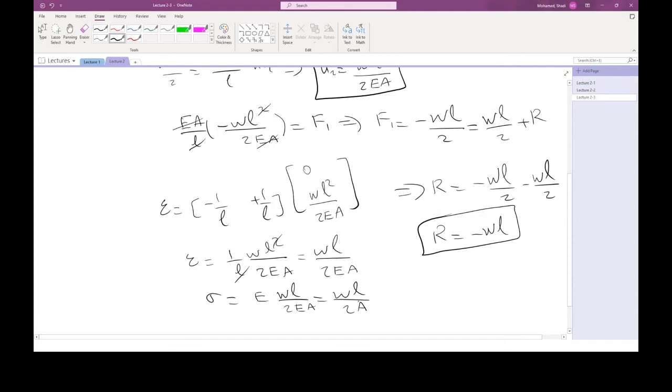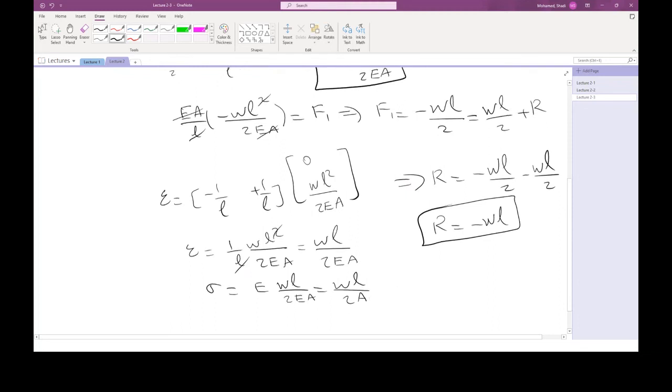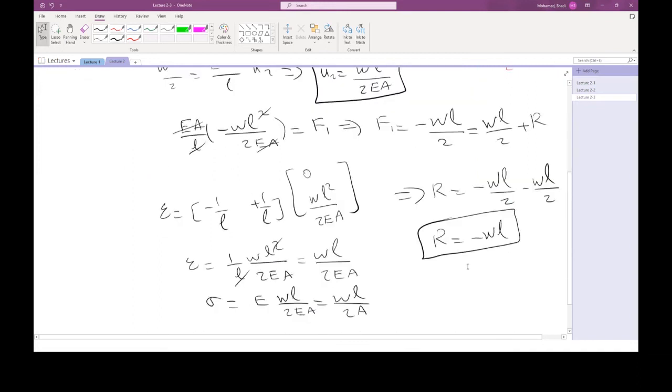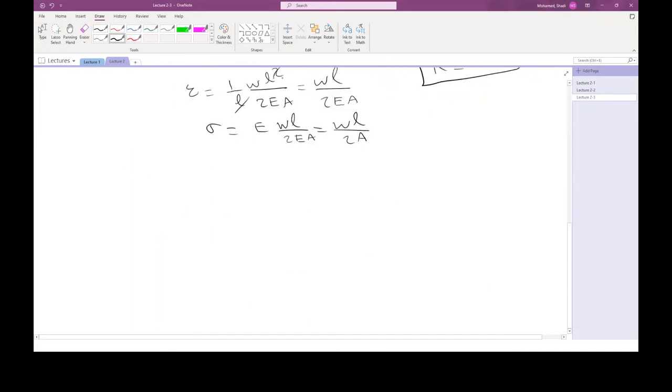Now I'm going to discuss the stress a little bit. If you go to the problem here, and I want to evaluate the stress, I just draw it at the bottom. I have the problem: a cantilever, fixed at one end and loaded with some distributed loads along its full length. The distributed load is W and the length is L.